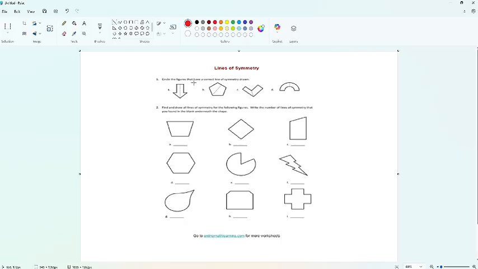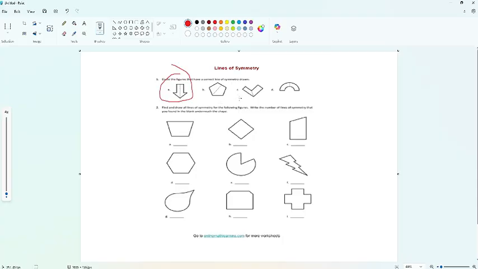Circle the figures that have a correct line of symmetry drawn. With a line of symmetry, whatever it splits has to be equal. Okay, the arrow. Yeah, this would be correct. As you can see, if you reflect this on this line, it would be equal to this one.